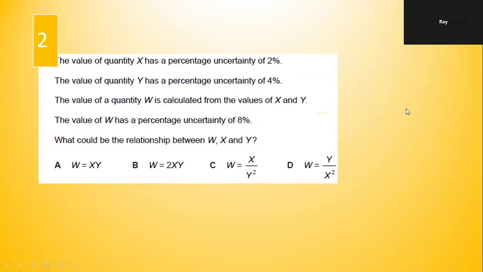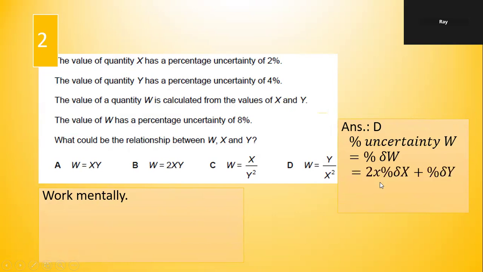How about this one? Either B or D. I think it's D. Basically, you want to get a percentage of 8%, so it will be 2 times this one, plus 4 is 8. Correct? Work mentally if you can. Okay.